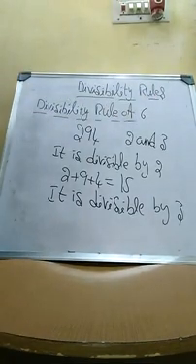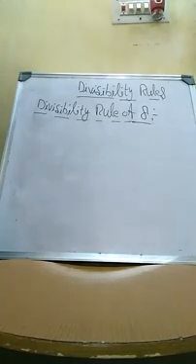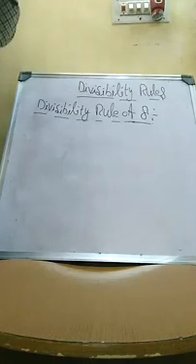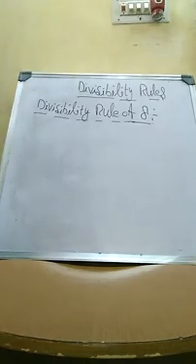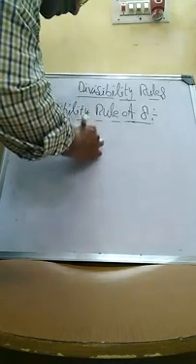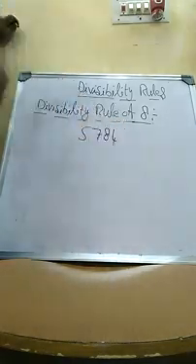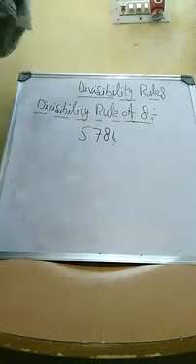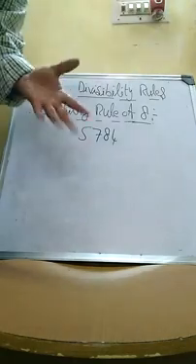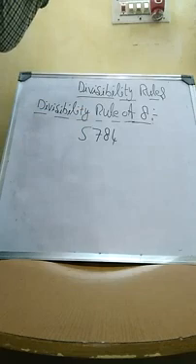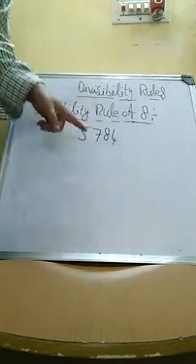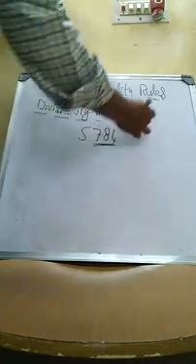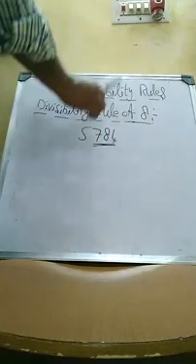And the next, divisibility rule of 8. The divisibility rule of 8 is, if the last 3 digits of a number are divisible by 8, then it is divisible by 8. For example, one number I will take, 5784. I told earlier, the divisibility rule of 4 is, if the last two digits are divisible by 4, then that number is divisible by 4. For 8, if the last three digits are divisible by 8, then the whole number is divisible by 8.